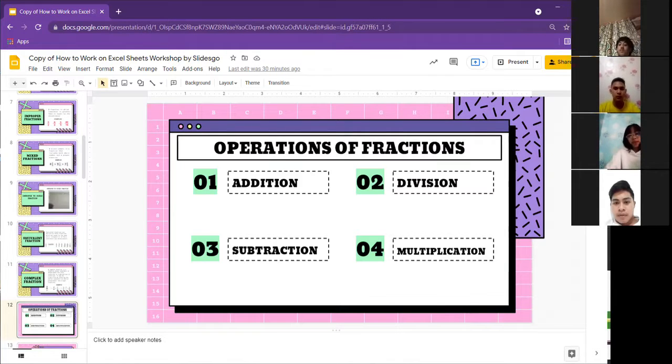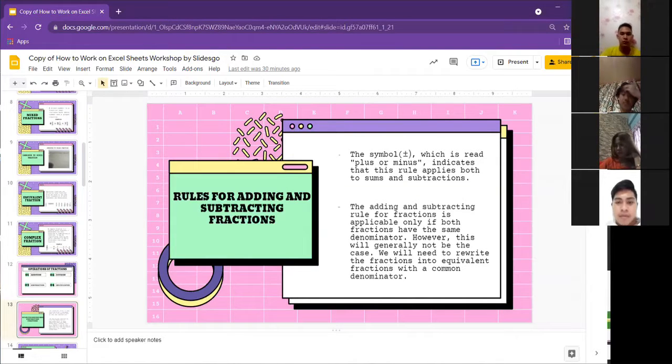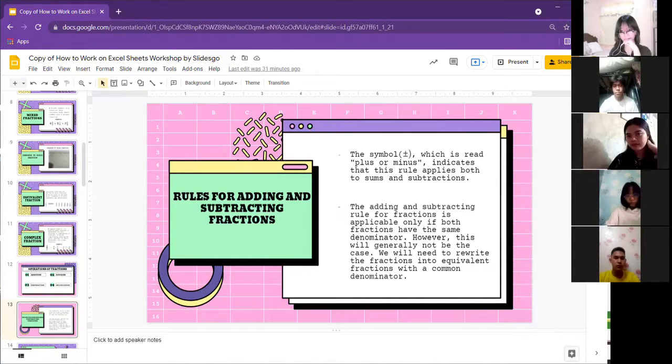Operations of fractions. Number 1, addition. Number 2, division. Number 3, subtraction. Number 4, multiplication. For adding and subtracting fractions, the symbol ±, which is read plus or minus, indicates that this rule applies to both sum and subtraction. The adding and subtracting rule for fractions is applicable only if both fractions have the same denominator. However, this will generally not be the case. We will need to rewrite the fractions into equivalent fractions with a common denominator.